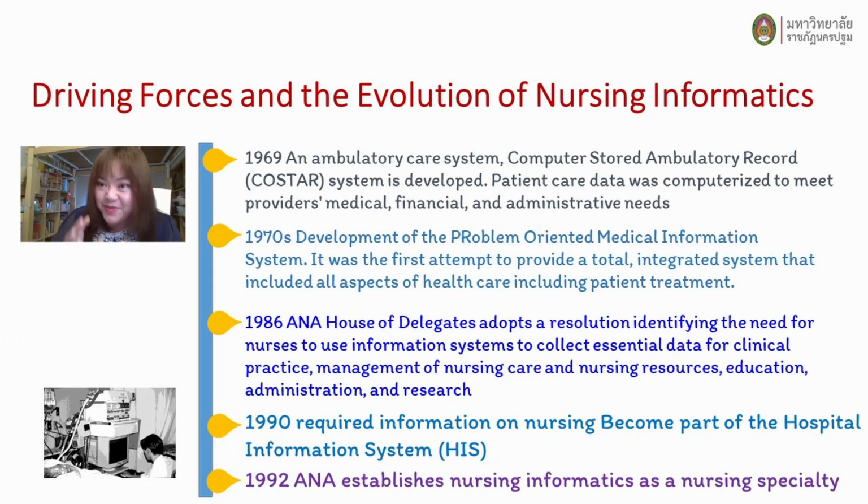Okay, for the next one, we are still in the evolution of nursing informatics. In 1969, the ambulatory care system, the Computer Stored Ambulatory Record, or COSTAR, system, was developed. Patient care data was computerized to meet providers' medical, financial, and administrative needs. It's better. Now in 1970, the development of the Problem Oriented Medical Information System.